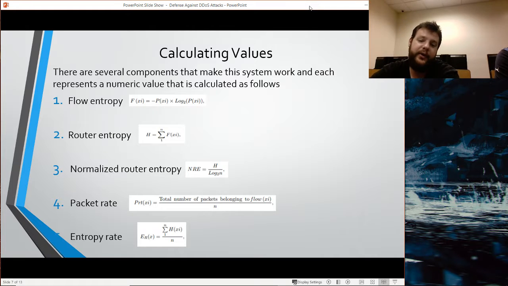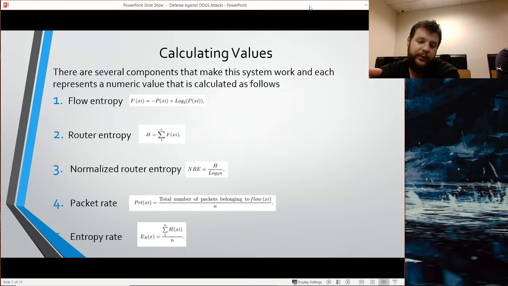There are several values that are very important in terms of calculating the entropy, and comparing it to the normal mean value. The first one is flow entropy. It's just the probability of the packets that belong to the flow, which is marked as XA in this example. Router entropy is a collection of entropies from the source and the destination IP address.